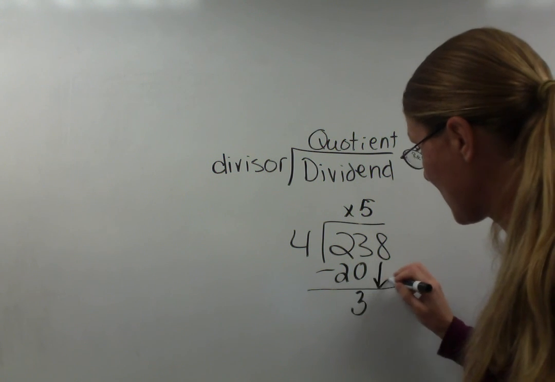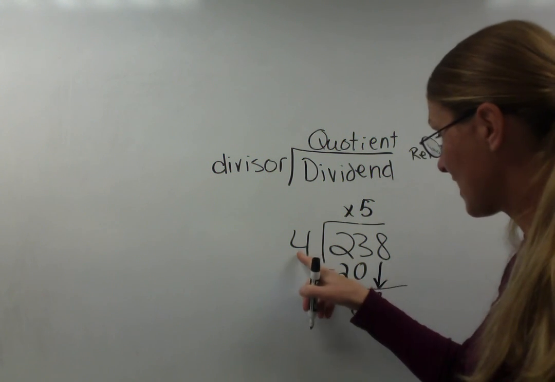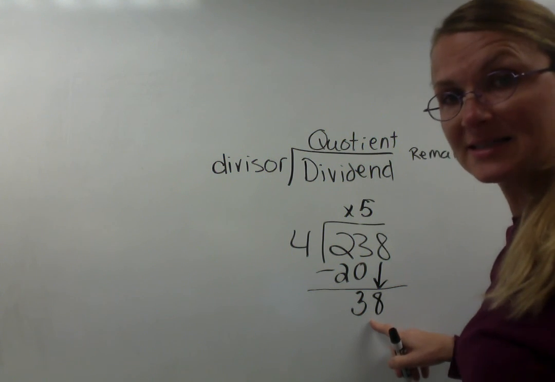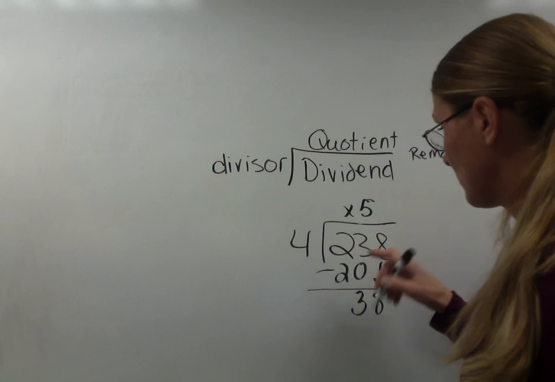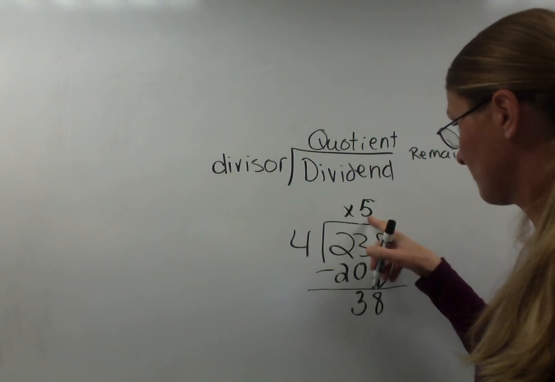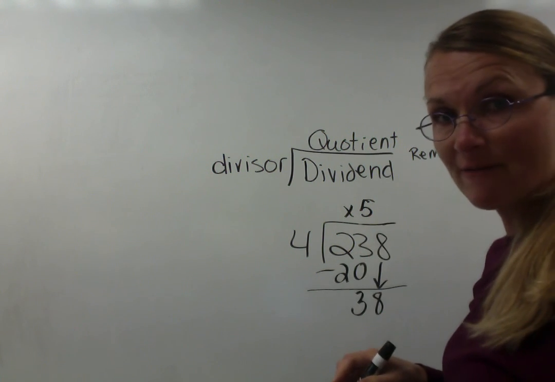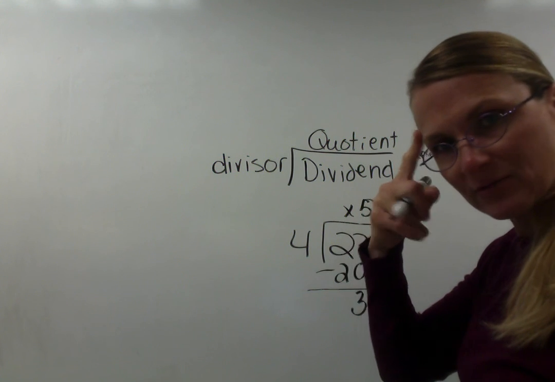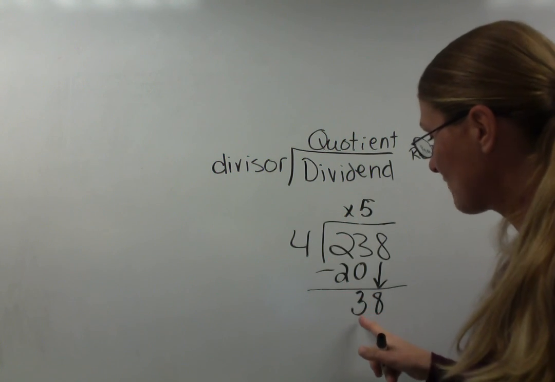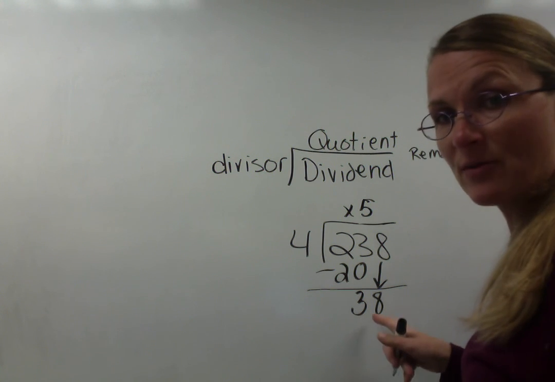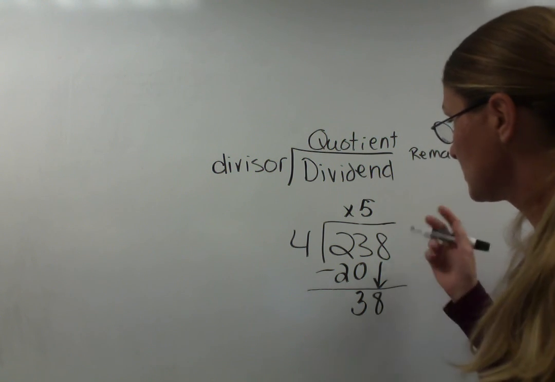Now I'm going to bring down the 8. So now I'm going to say, how many times does 4 go into 38? Because this is now the new number that I'm working with. Well, I know that 4 goes into 23 5 times, so I know it's going to be more than 5. And I was just talking about how 4 times 6 is 24, so it's going to be more than 6. So you have to go as close as you can without going over. I'll show you what I mean.